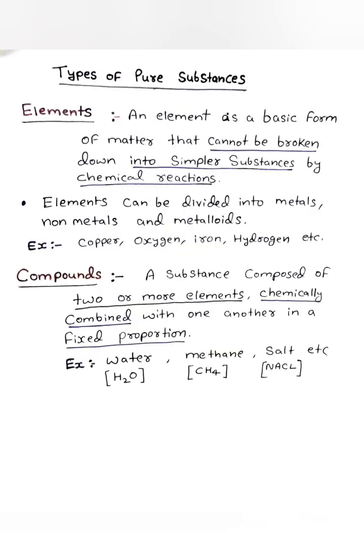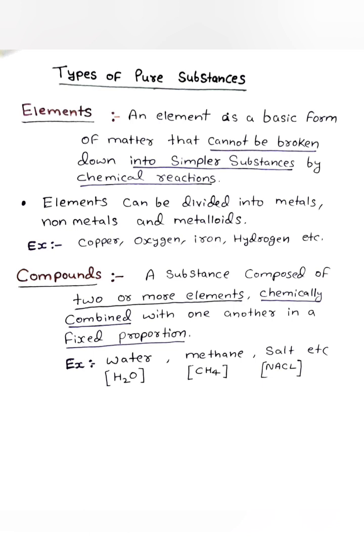Now, types of pure substances. Elements. An element is a basic form of matter that cannot be broken down into simpler substances by chemical reactions. Elements can be divided into metals, non-metals and metalloids. Examples are copper, oxygen, iron, hydrogen, etc. These cannot be further divided into simpler substances by any chemical reactions.